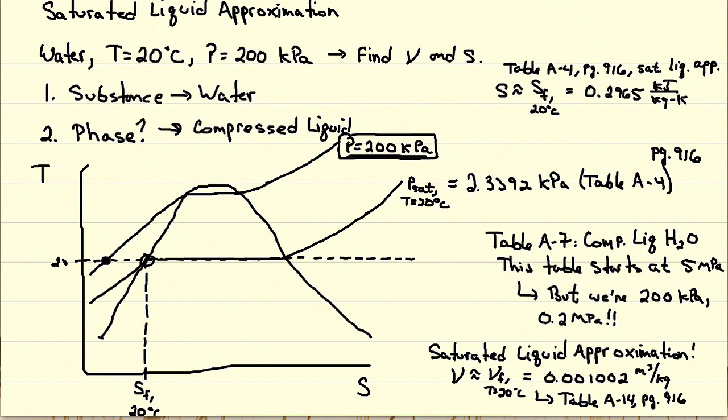Okay, so again, you would employ this approximation when your substance is a liquid, but it's not at a high enough pressure to be in the compressed liquid tables, and so you make the saturated liquid approximation at the substance's temperature, and you take those properties, in this case v sub f at 20 degrees C and s sub f at 20 degrees C.